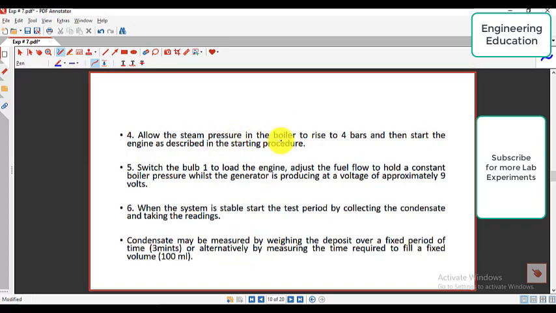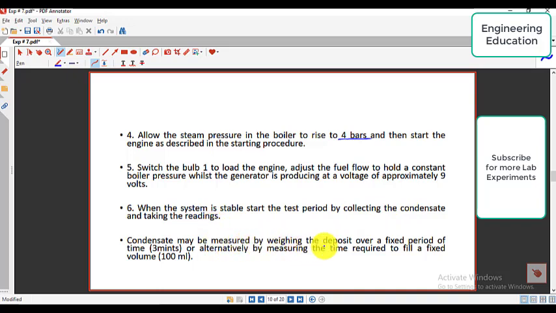Allow the steam pressure in the boiler to rise to 4 bar and then start the engine as described in the starting procedure. Switch the bulbs on to load the engine. Adjust the fuel flow to hold a constant boiler pressure while the generator is producing a voltage of approximately 9 volts. When the system is stable, start the test period by collecting the condensate and taking the readings.